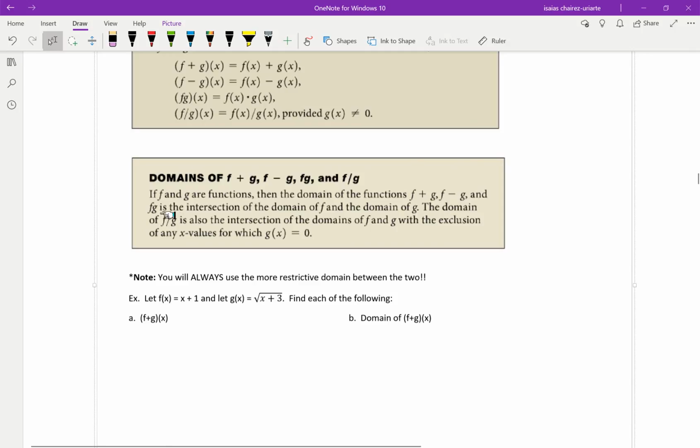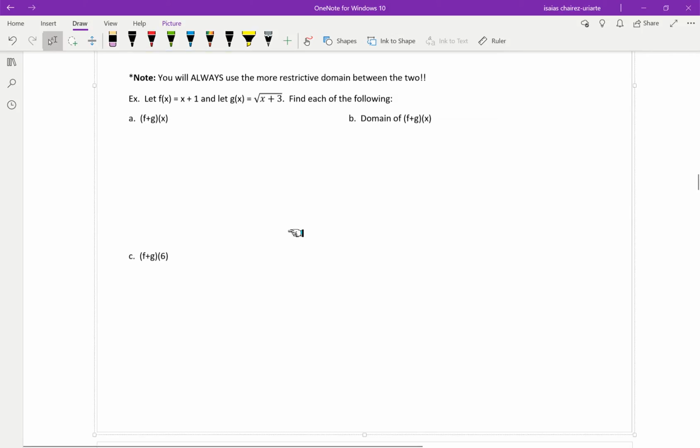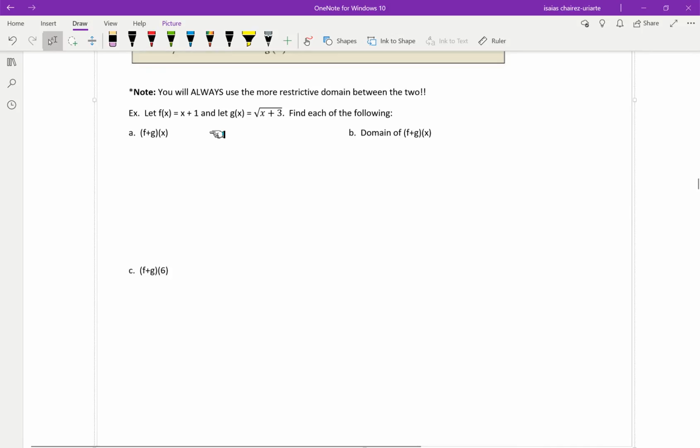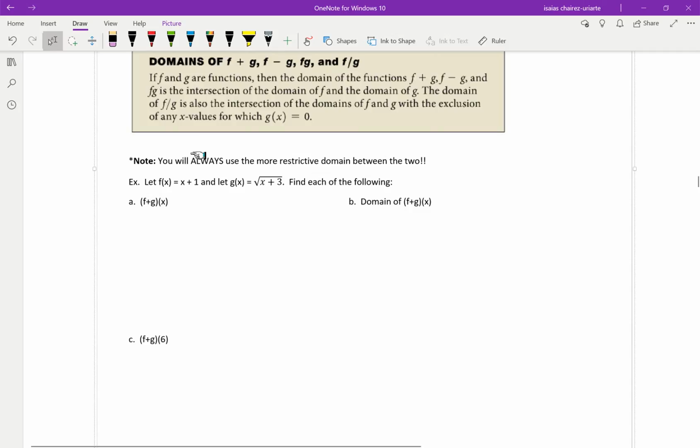The domain of the quotient is also the intersection of the domains of the two original ones, except that we want to be careful and not divide by 0. So we're also going to have to exclude from the intersection any values of x for which g of x is 0. All right, so let's put these ideas to work. If you start with two functions, you will always end up with the smaller domain of the two functions as the domain of your newly created function.